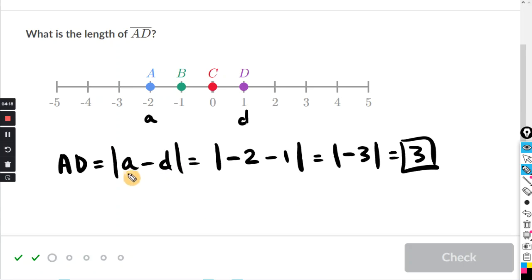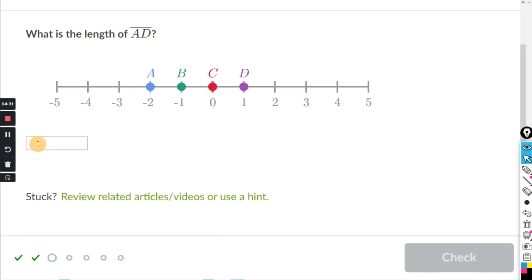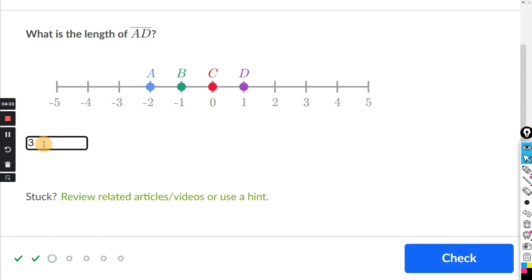Like I said, if you reverse these, you'll still get positive 3. But of course, you can always just count going from A to D, 1, 2, 3 units. So just click in the box and type 3.